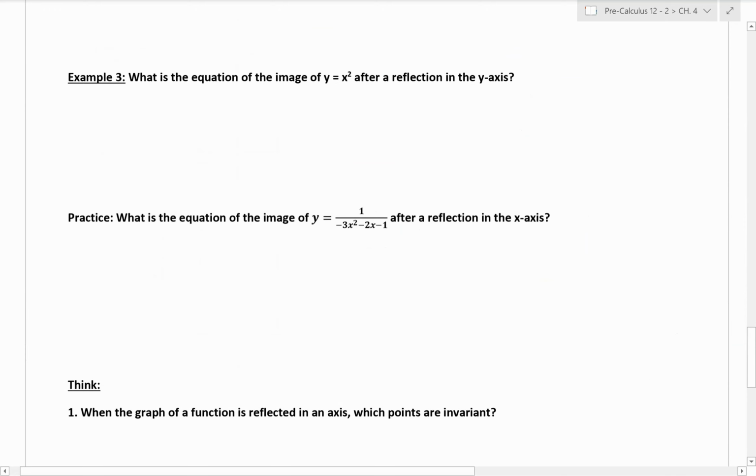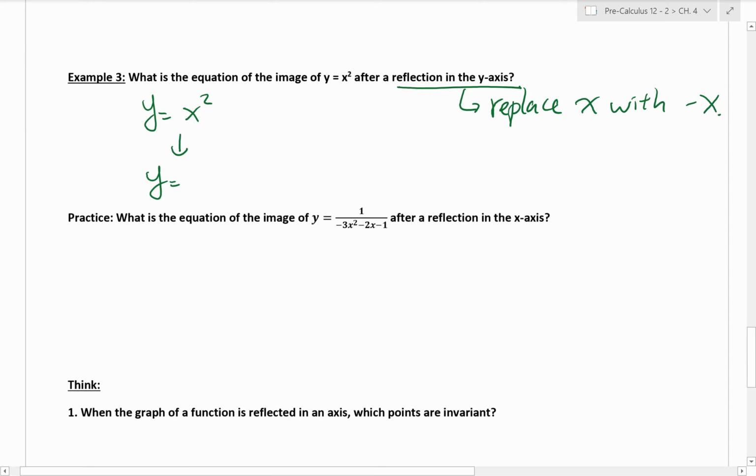Today's lesson is not too bad because we're just looking at reflections. Okay, example 3. What is the equation of the image of y equals x squared after reflection in the y-axis? So there's a reflection in the y-axis. This means we are replacing x with negative x. So this y equals x squared actually becomes y equals, again, replacing x.